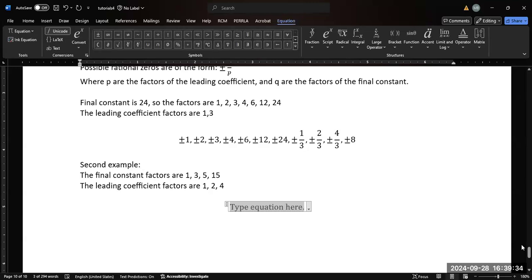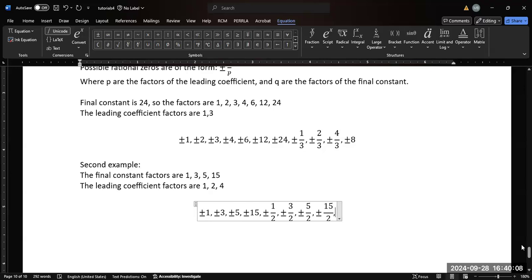So our P over Q possible rational factors are, again, everything in the constant factors divided by 1. So 1, 3, 5, and 15. But now we also have to divide all of those by 2. So 1/2, 3 halves, 5 halves, and 15 halves.